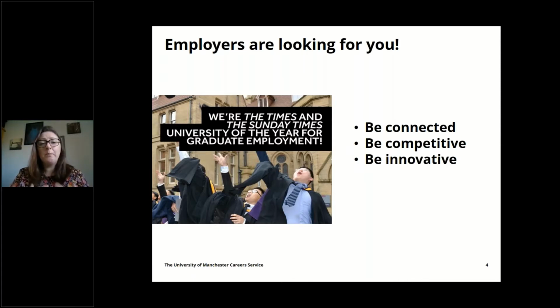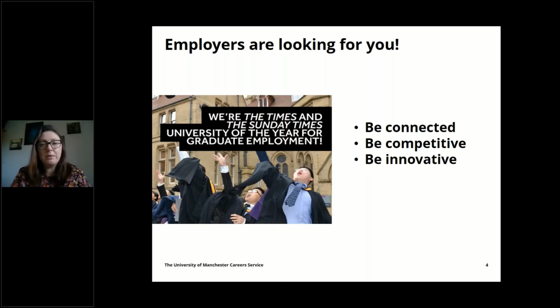And being competitive is really important right now because, in comparison to opportunities this time last year, we are looking at a reduction in those opportunities. So we need to be competitive and innovative in what we put out there. So if you're looking to get yourself ahead in a creative industry, think creatively about how you're going to project and articulate what you have to offer an employer.